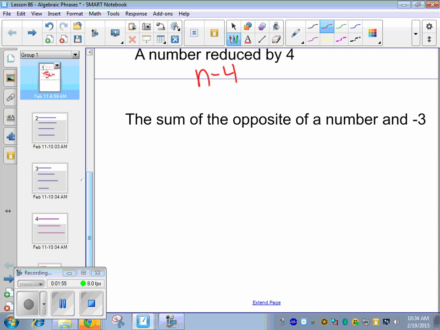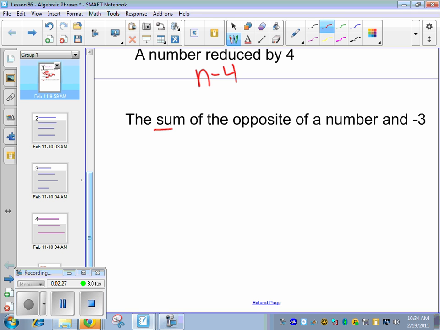All right, now we got a little bit harder one. Write this one down. The sum of the opposite of a number and -3. Let's go. Hustle up. All right, what does sum mean? Okay, we're going to add the opposite of a number and -3.